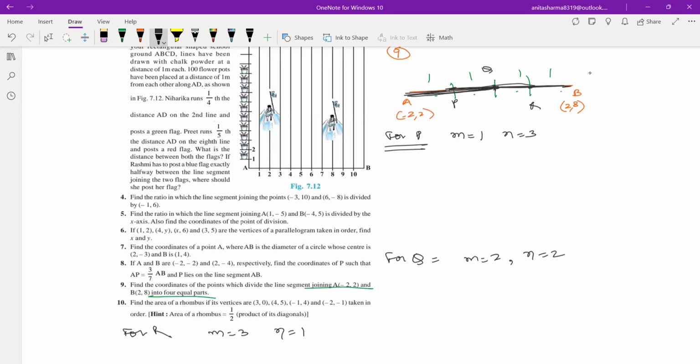Ma'am, we can also do this, right, ma'am? First, we'll find Q, because it's 2 and 2, so 1:1 ratio. And then we can use the midpoint theorem for P and R. Yes. After calculating Q point, then you can apply midpoint theorem between A and Q and then Q and B. Fine? Yes, ma'am. Okay, ma'am.